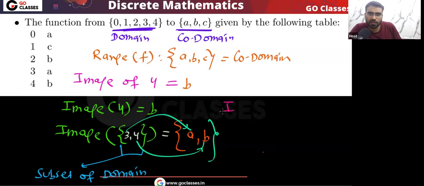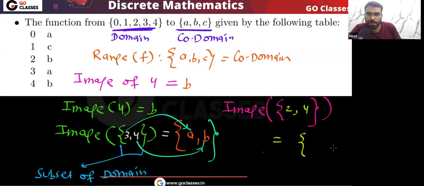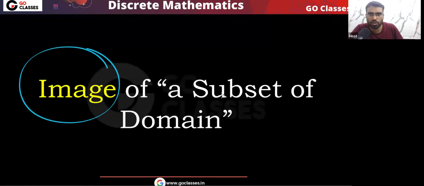Agree? Now, for example, if I ask you, tell me the image of this set. I am giving you a subset of the domain. For example, what is the image of 2 comma 4? You can see, just put image of 2. Image of 2 is B. Image of 4 is also B. So your answer will be only B. Yes or no? Because image of 2 is B and image of 4 is also B. So your answer is only B. This is how you can understand the image of a subset of domain. Is this clear? Please tell me.